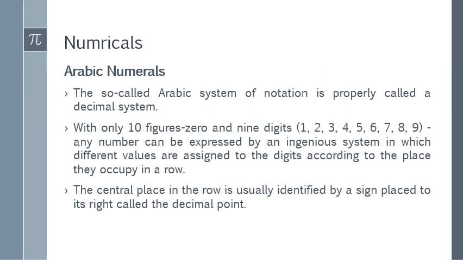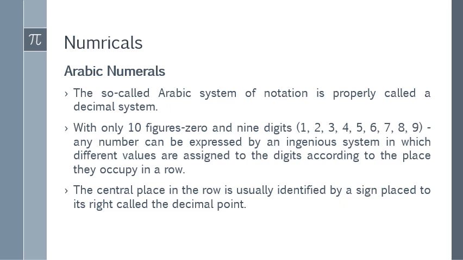The Arabic numbers are so called as the Arabic system of notation, and they are properly called the decimal system. They represent a number with only 10 figures, the digits 0 to 9, that include 1, 2, 3, 4, 5, 6, 7, 8, 9 and 0. And any number can be expressed by this system in which different values are assigned to digits according to the place they occupy in a row. That means by simple arrangements of these Arabic numericals, different numbers can be formed.